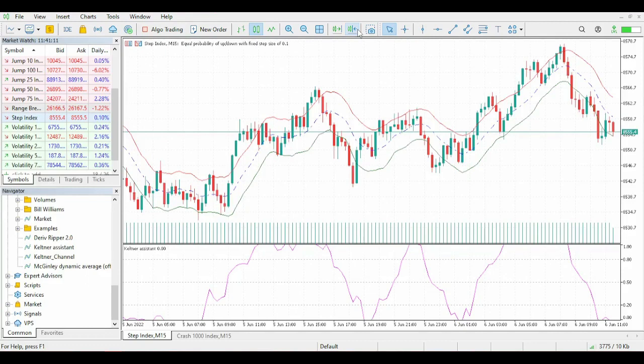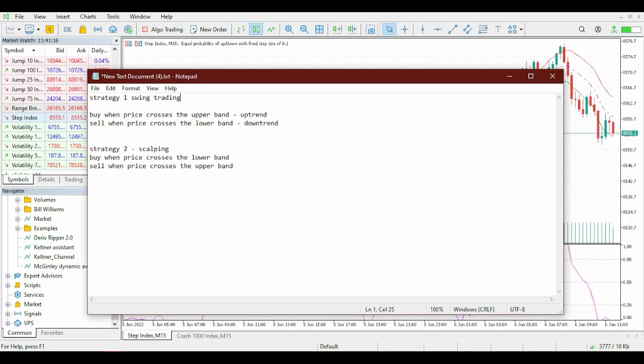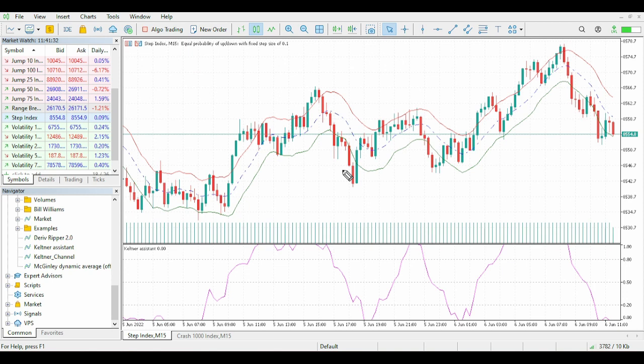So now, how do you use the assistant in strategy number two? Let's go back again to strategy number two. It says that you buy when price crosses the lower band and sell when price crosses the upper band. So in this case, whenever price crosses the lower band, you buy, okay, then whenever price crosses the upper band, you sell, okay. This can work as well, but following this rule, you'll find for yourself that sometimes when you enter a trade, it leads into losses, and that is why the Keltner assistant comes in to help you prevent unnecessary losses. So let me just delete this stuff over here.